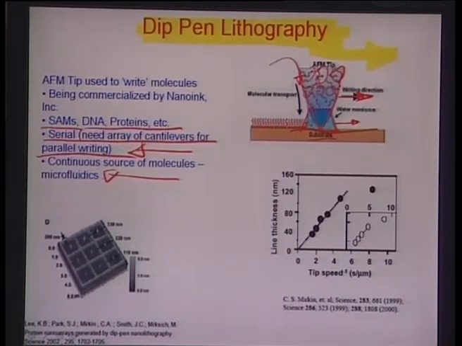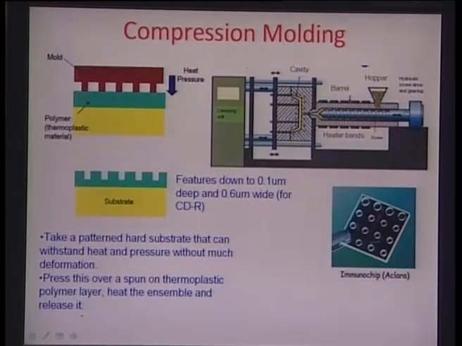So, if you look at this particular illustration from Mirkin's group, as you can see here, as the tip speed decreases, the line thickness of these molecules automatically increases, which also intuitively makes sense. And so this is a very important process, which is grouped into the soft lithography domain. Another very important process is compression molding, and this also forms a foundation of something called nanoimprint lithography, that we'll be talking about in the next slide.